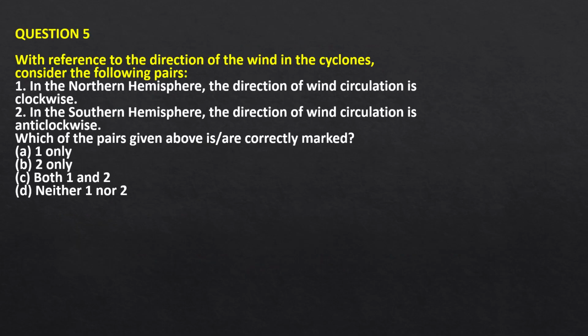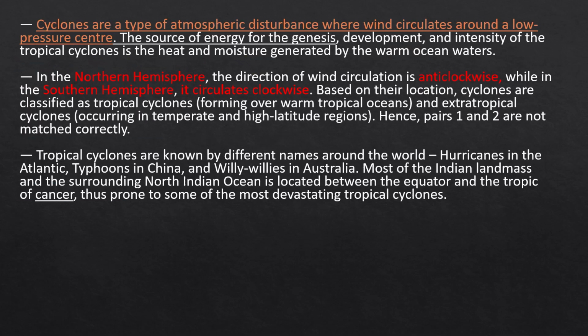Question number 5. With reference to the direction of the wind in cyclones, consider the following statement. 1. In the northern hemisphere, the direction of the wind circulation is clockwise, and in the southern hemisphere, the direction of the circulation is anti-clockwise. So the correct answer for this question is D, that is, neither of the statements is correct, because in the northern hemisphere, circulation of the wind is anti-clockwise, and in the southern hemisphere, it is clockwise. So both the statements are incorrect.